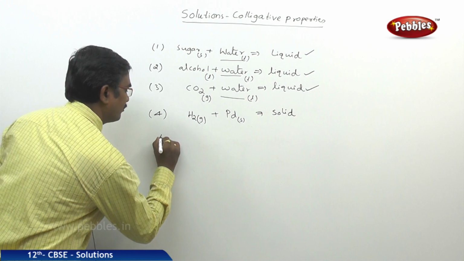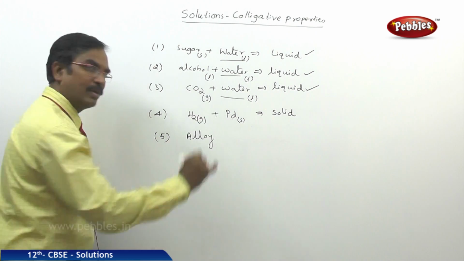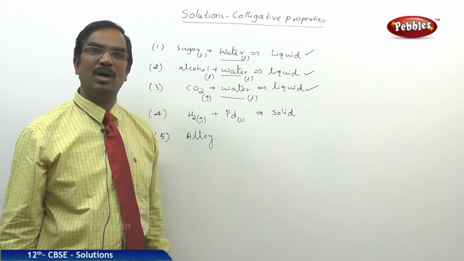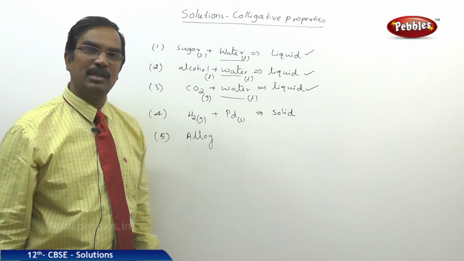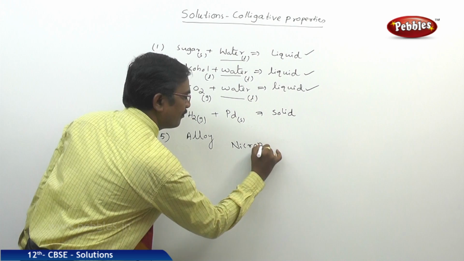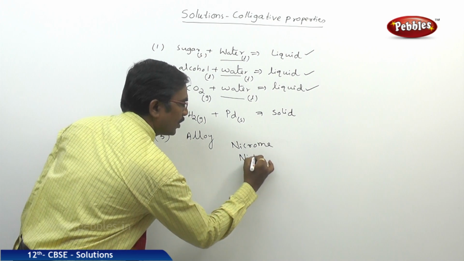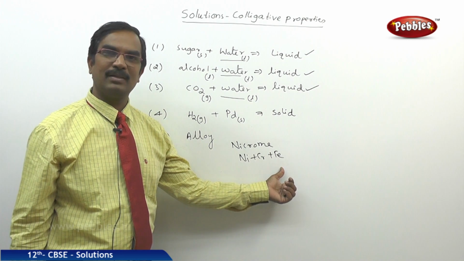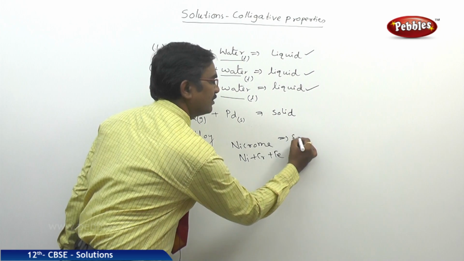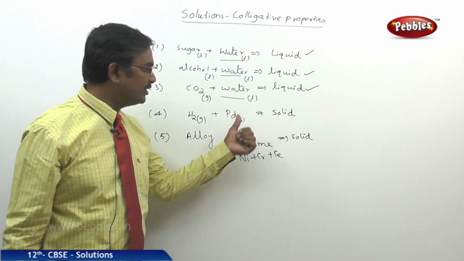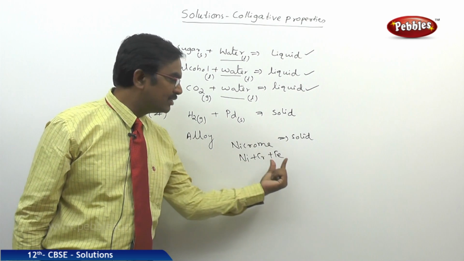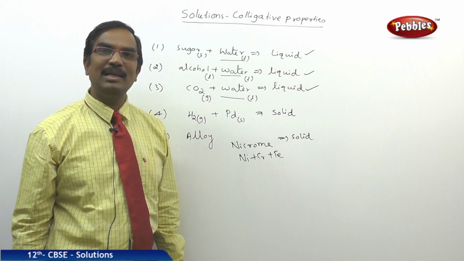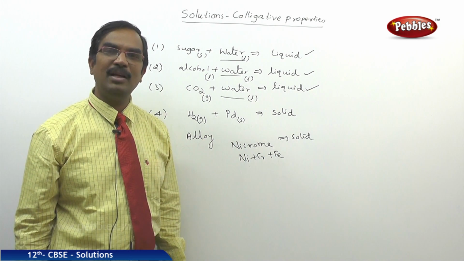Similarly, take any alloy. We are aware an alloy is a homogeneous mixture of two or more metals. Suppose we take nichrome, which is a mixture of nickel, chromium and iron. We are aware all these are solids, so the resultant mixture is again in solid physical state. That means in these two cases the solvent is a solid. Overall, the physical state of the resultant mixture or solution generally depends on the physical state of the solvent.